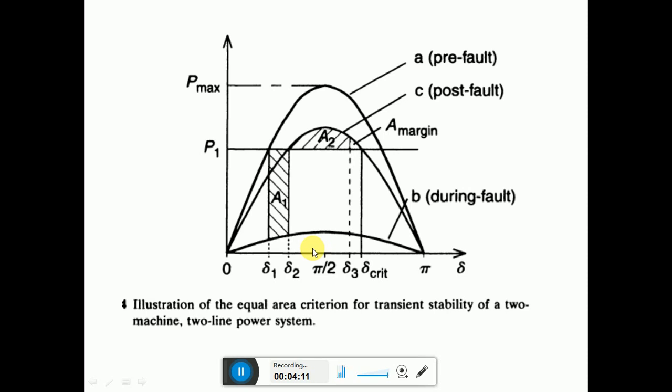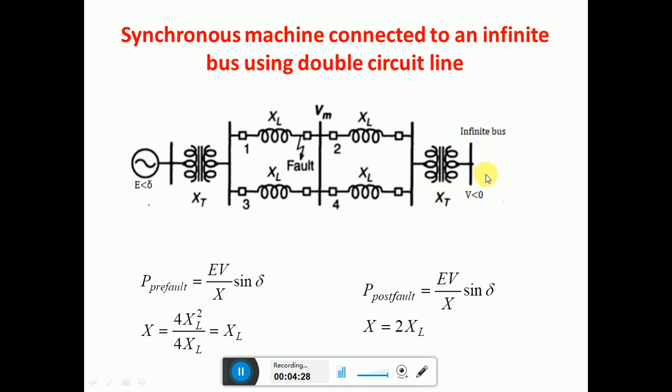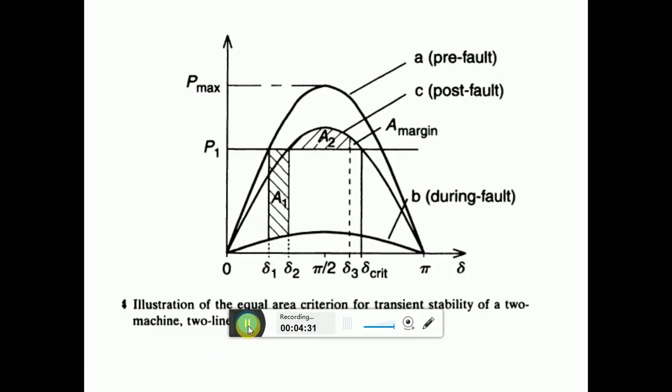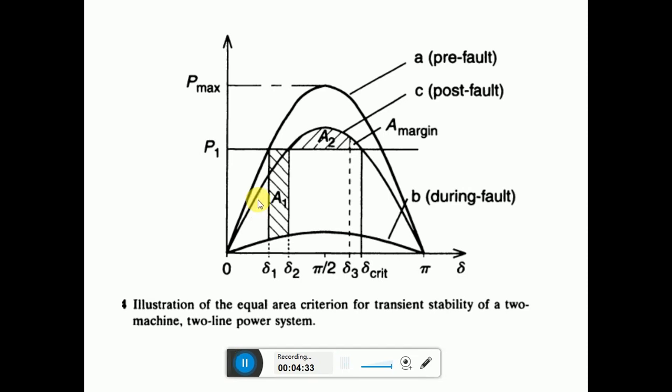During fault, the reactance becomes very high, that's why the power is reduced. And how that reactance becomes high, I will share the image of some calculation. You can go through it to see during fault what will be the power flowing from the sending end side to the receiving end side, or from this generator to the infinite bus. So under normal condition, the P-delta curve is shown by this curve A, this is the pre-fault condition. Our mechanical power is P1, and delta 1 is the initial operating angle.